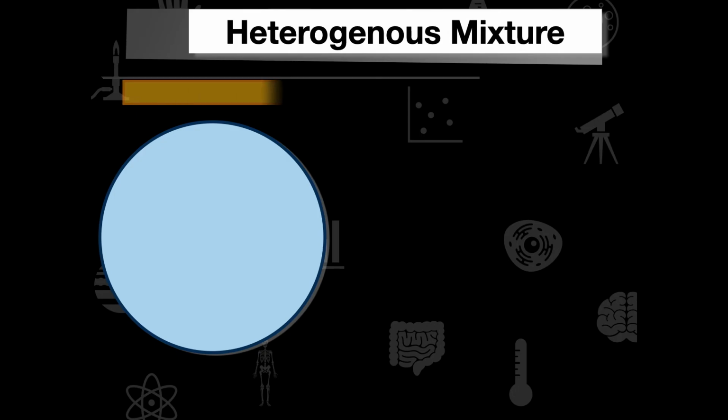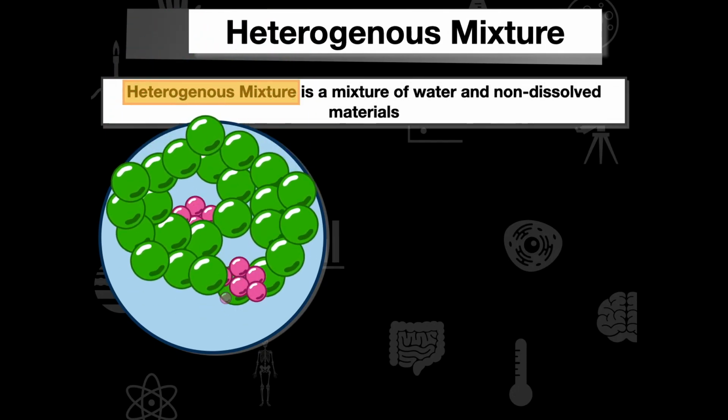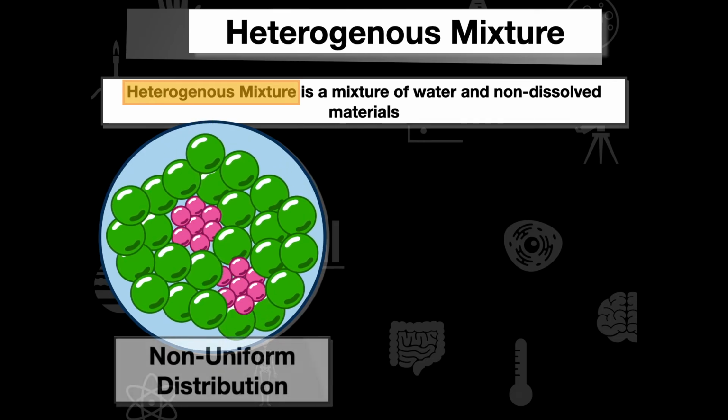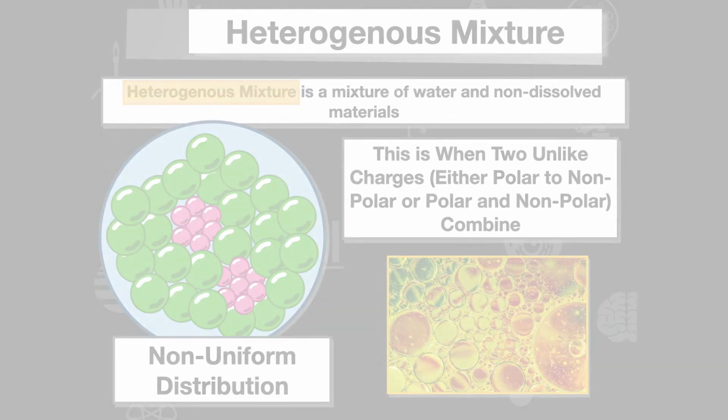Now in the case of a heterogeneous mixture, this is a mixture of water and non-dissolved materials. We see non-uniform distribution, and this is because we have unlike charges. This is when two unlike charges, polar and nonpolar, combine. Heterogeneous, we see non-uniform distribution. Homogeneous, we are going to see uniform distribution based on the charges of the molecules in the mixture.